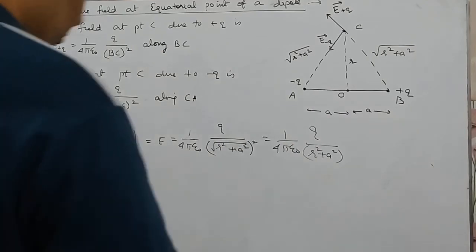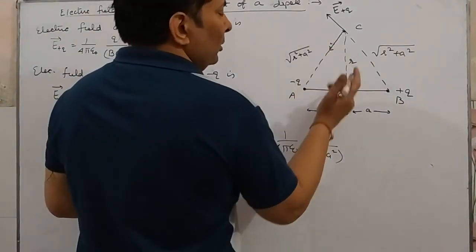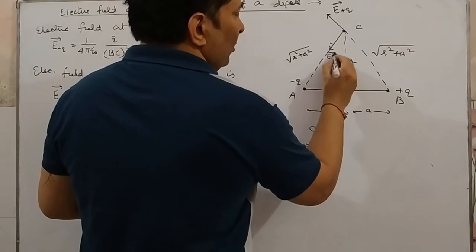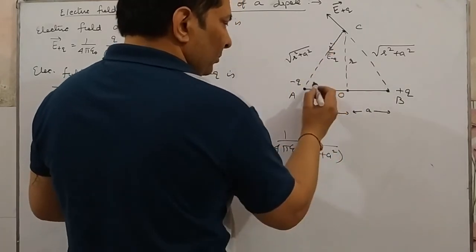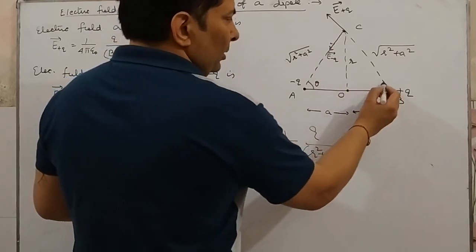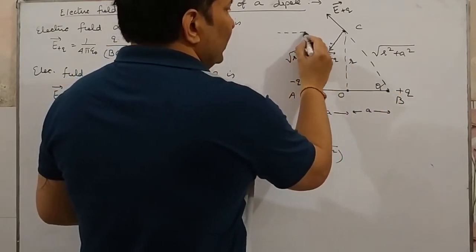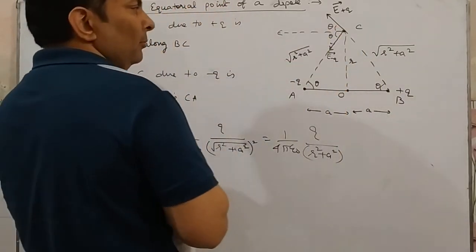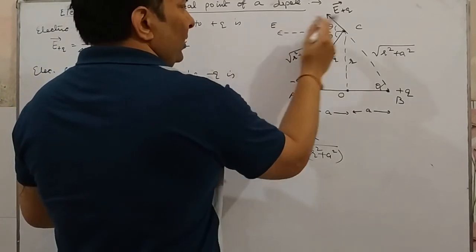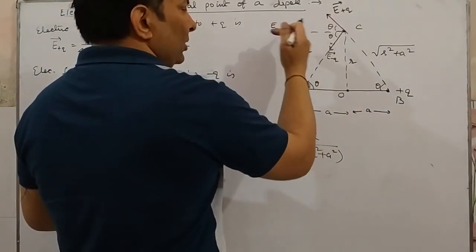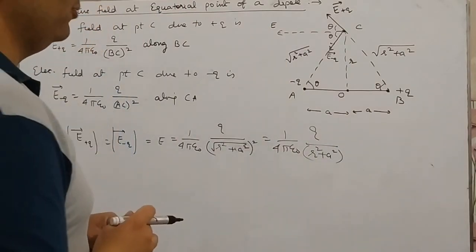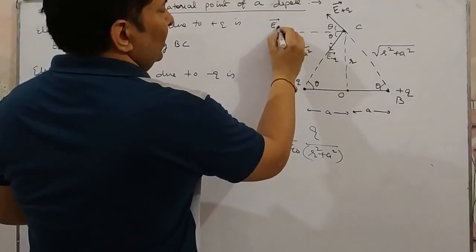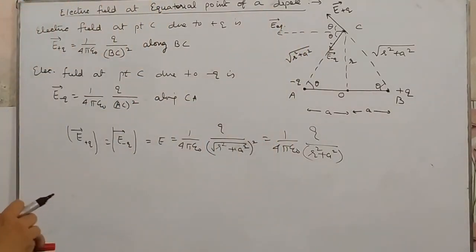Now if we assume this is angle theta, and this is also angle theta, we can see that these angles are also theta and theta. So the resultant electric field because of these two will be along this direction, which is opposite to the direction of the electric dipole moment. This resultant electric field at this point is called the electric field due to the equatorial point. So let's solve for that.